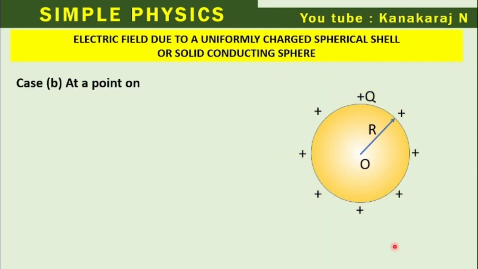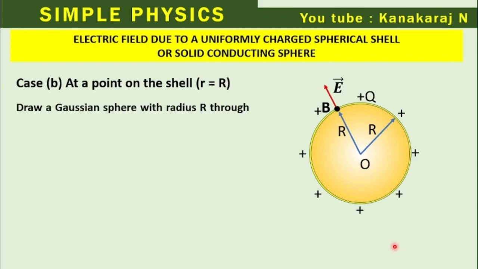Now, second case, at a point on the shell, small r equals capital R. Here you have a point B just on the solid or spherical shell. Now, a Gaussian surface is passing through this point B. I have made that sphere a little bigger to be visible. Not only at this point B, at all points on the Gaussian surface, the electric field is perpendicular to the surface.